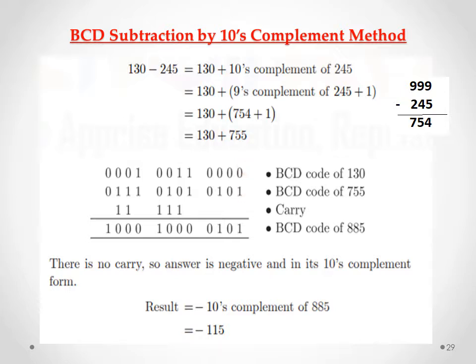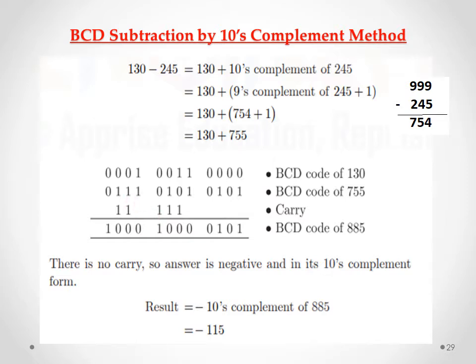addition from this position. So 0 plus 1 is equal to 1. 0 plus 0 is 0. 0 plus 1 is 1. 0 plus 0 is 0. Next 1 plus 1 is 0. Then carry is added here. So 1 plus 1 is 0. Again carry present. 1 plus 1 is 0. Carry is present here. Next 1 plus 1 is 0.